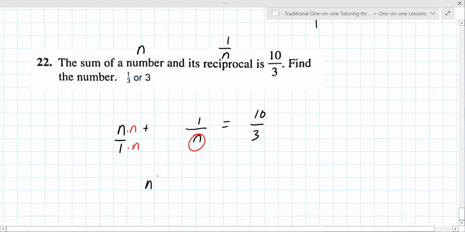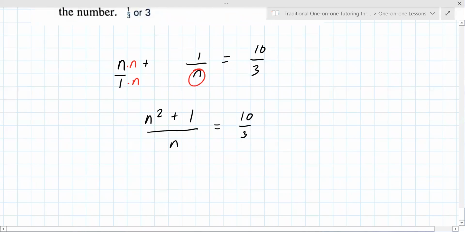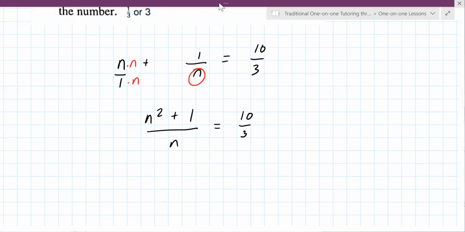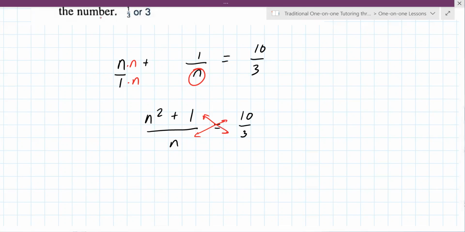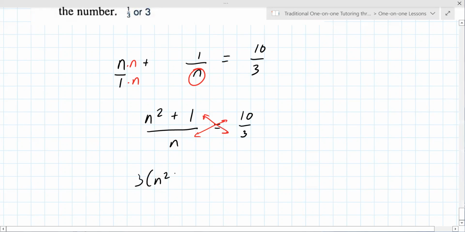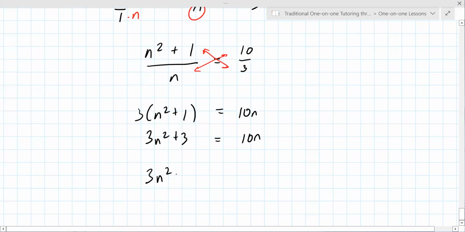Okay, so that's n squared plus 1 over n equals 10/3. And then you cross multiply. 3 times n squared plus 1 equals 10n. Distribute, move over to the left, so you get 3n squared minus 10n plus 3 equals 0.